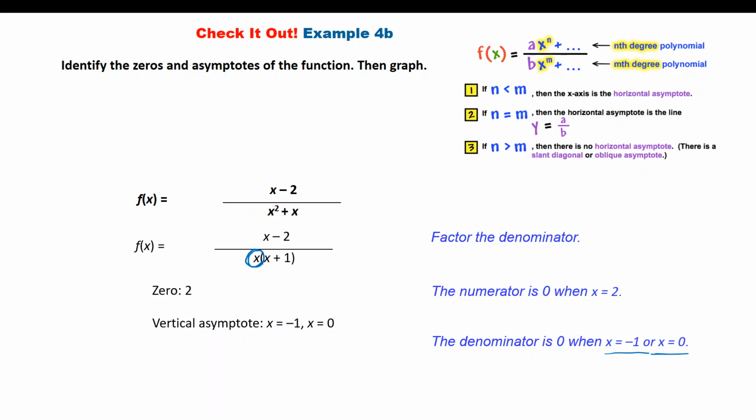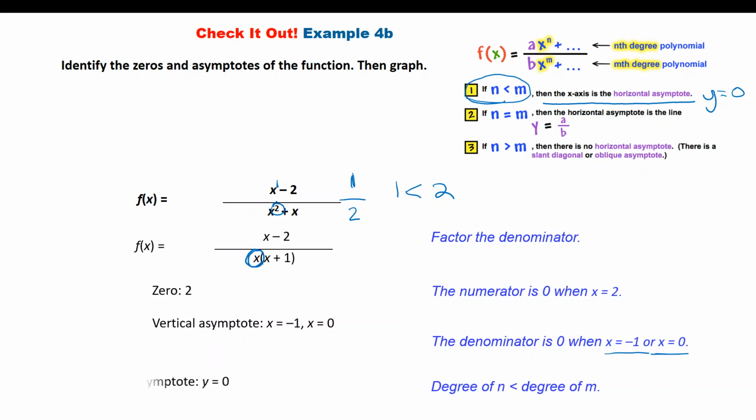All right, the next thing I need to figure out is my horizontal asymptote. So I'm going to take a look. Notice I have 1 on the top, this is an understood 1, and I have a 2 on the bottom. So 1 is less than 2. So I'm going to look at my chart and use this one right here. The x-axis is the horizontal asymptote, and that is when y equals 0. So the degree of n is less than the degree of m, so the horizontal asymptote is y equals 0.